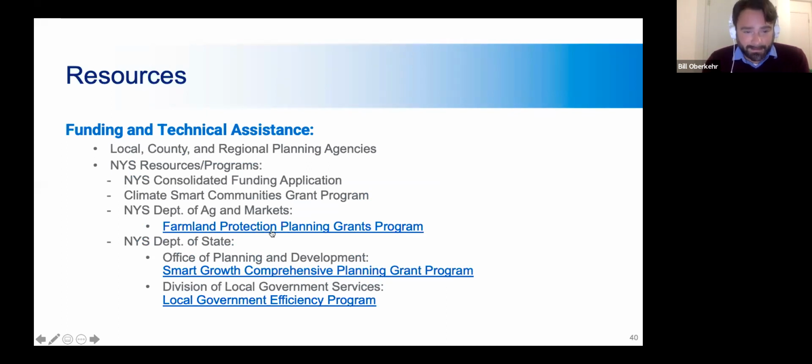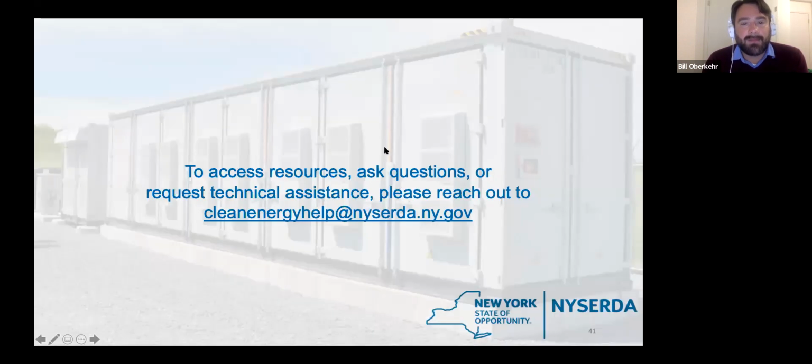Funding and technical assistance through Ag and Markets, the Department of State. These are links to some funding options for comprehensive planning as promised. Again, there are more links to funding opportunities in the Comprehensive Plan Guidebook that NYSERDA released in December of last year.